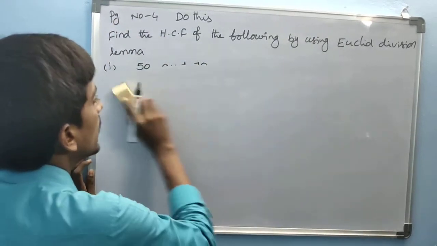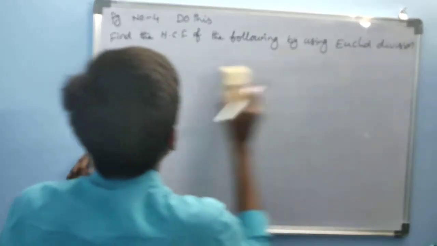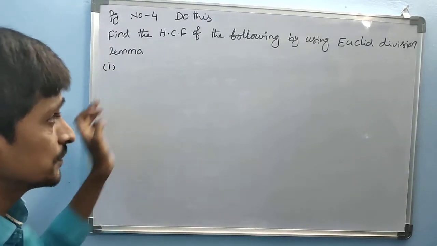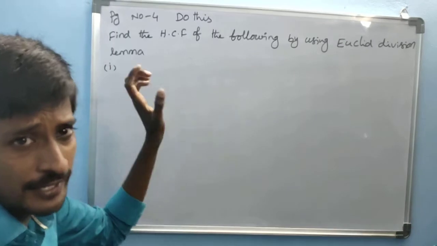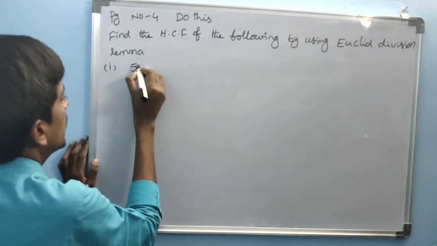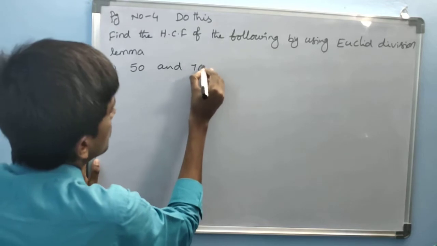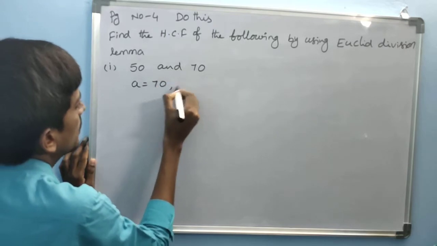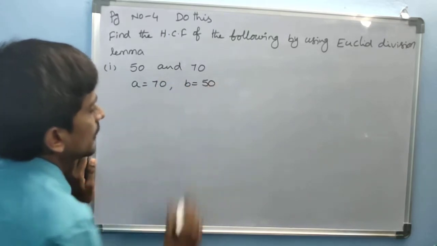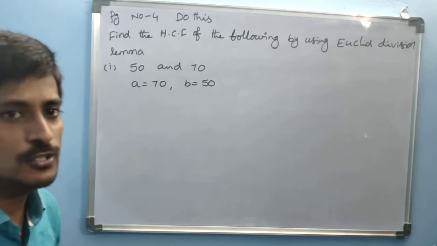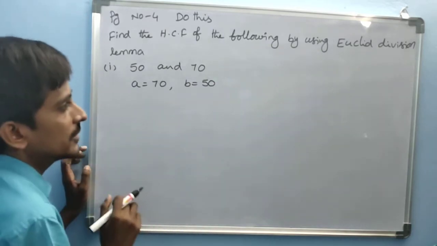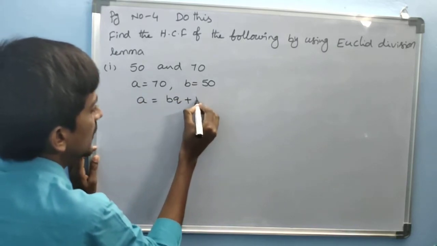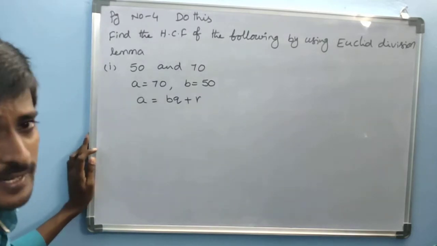But here, we use Euclid's division lemma. How to find the HCF by using Euclid's division lemma of the given two numbers? One is 50 and another one is 70. So you take A equals the bigger number, B equals the smaller number. A equals 70, B equals 50. First you write Euclid's division lemma. What is Euclid's division lemma? A equals BQ plus R. This is the form of Euclid's division lemma.